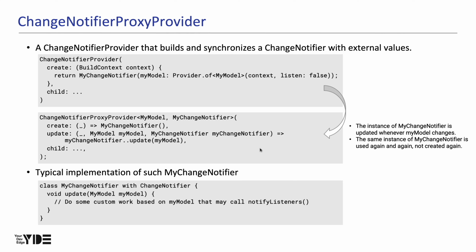And here are 2 updates. The second update is a method of MyChangeNotifier, and the first update is a property of ChangeNotifierProxyProvider. It was quite confusing at first because they use the function with the same name in the manual. And a typical implementation example of MyChangeNotifier is shown here. In update, you use the myModel instance to do necessary work, and if necessary, call notifyListeners.